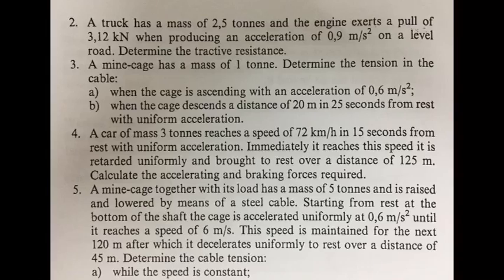So let's go back to the mines for the next problem. The only difference is we're now going to bring acceleration into the equation. So we have a mine cage, mass of 1 ton. Determine the tension in the cable when the cage is ascending with an acceleration of 0.6 meters per second squared. And then when the cage descends a distance of 20 meters in 25 seconds from rest with uniform acceleration. So we'll do that afterwards.